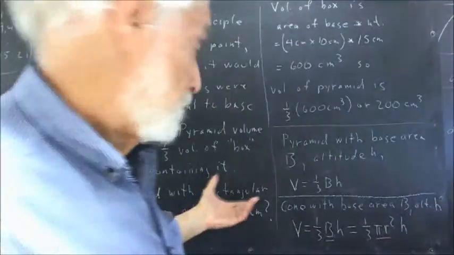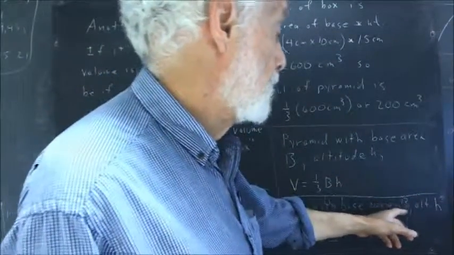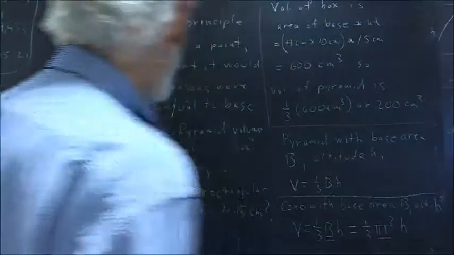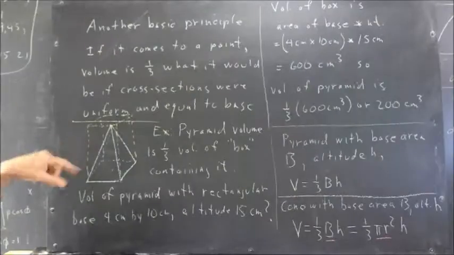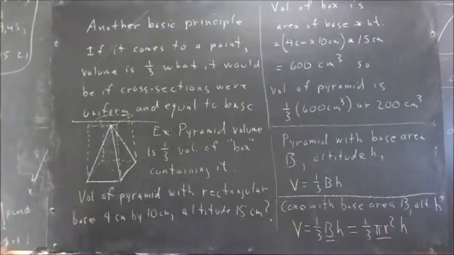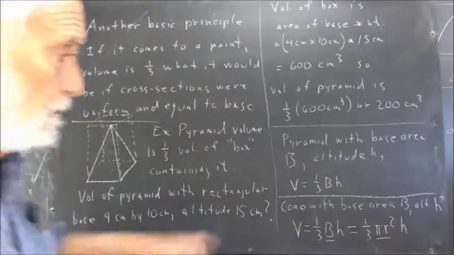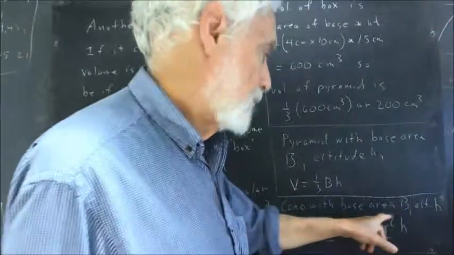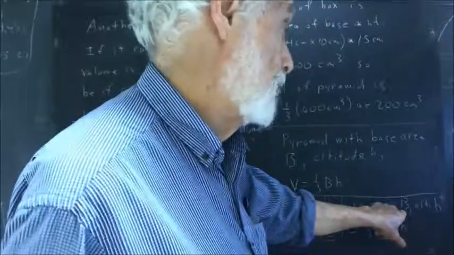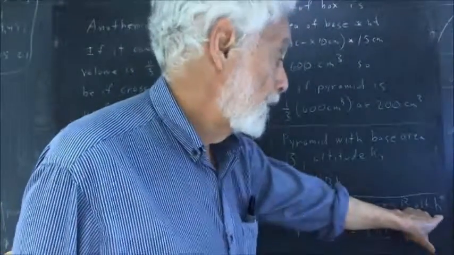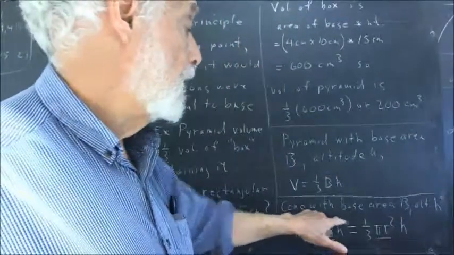We could also write the same relationship for a cone with base area B and altitude H, because a cone comes to a point the same way a pyramid does. It's just that the base of the cone is circular. So if you have a cone, you're going to have to find the area of the circular base, but that area can be represented by B. Altitude is H, so we can write again, volume is 1/3 BH.